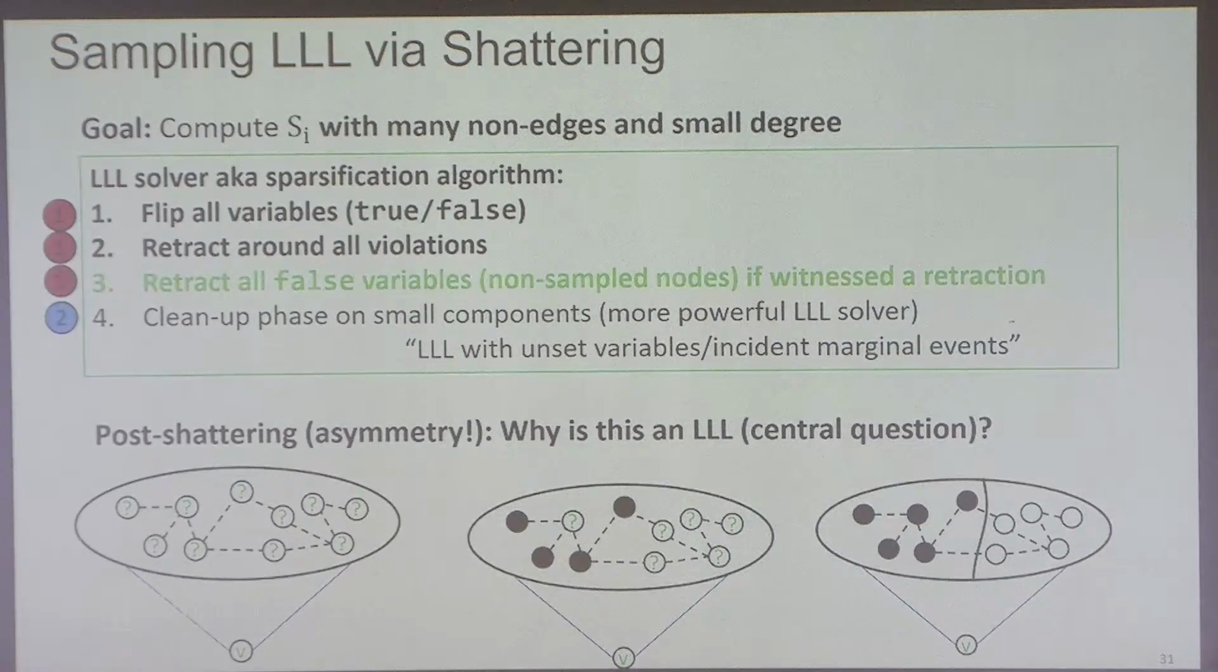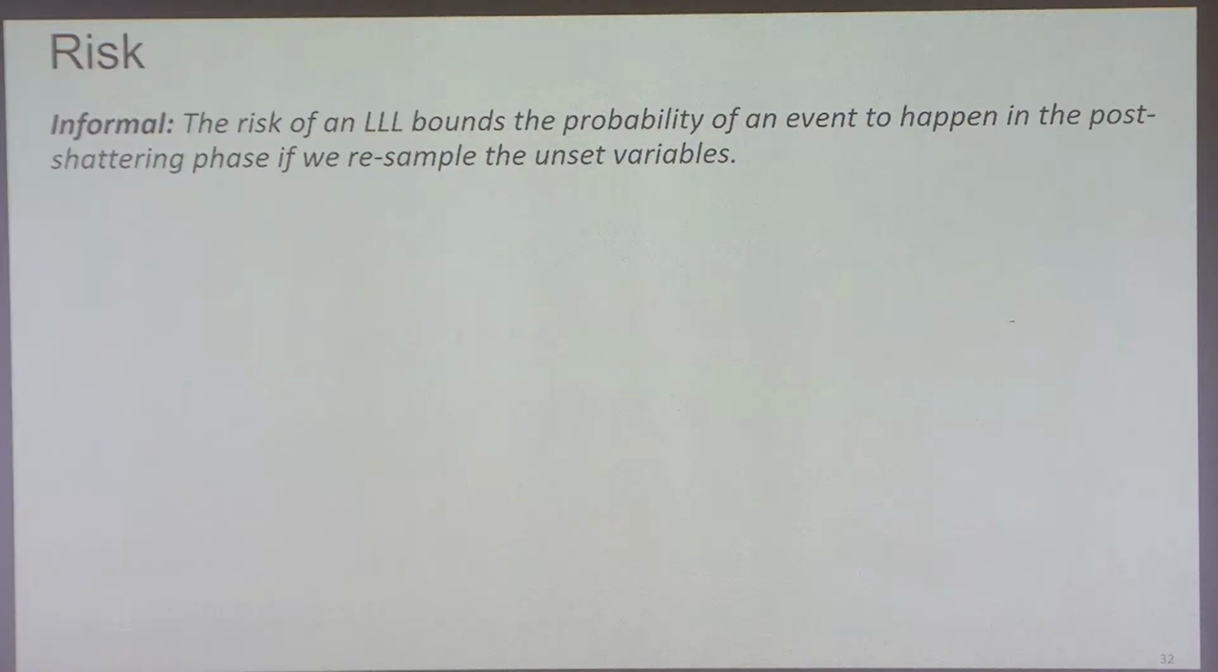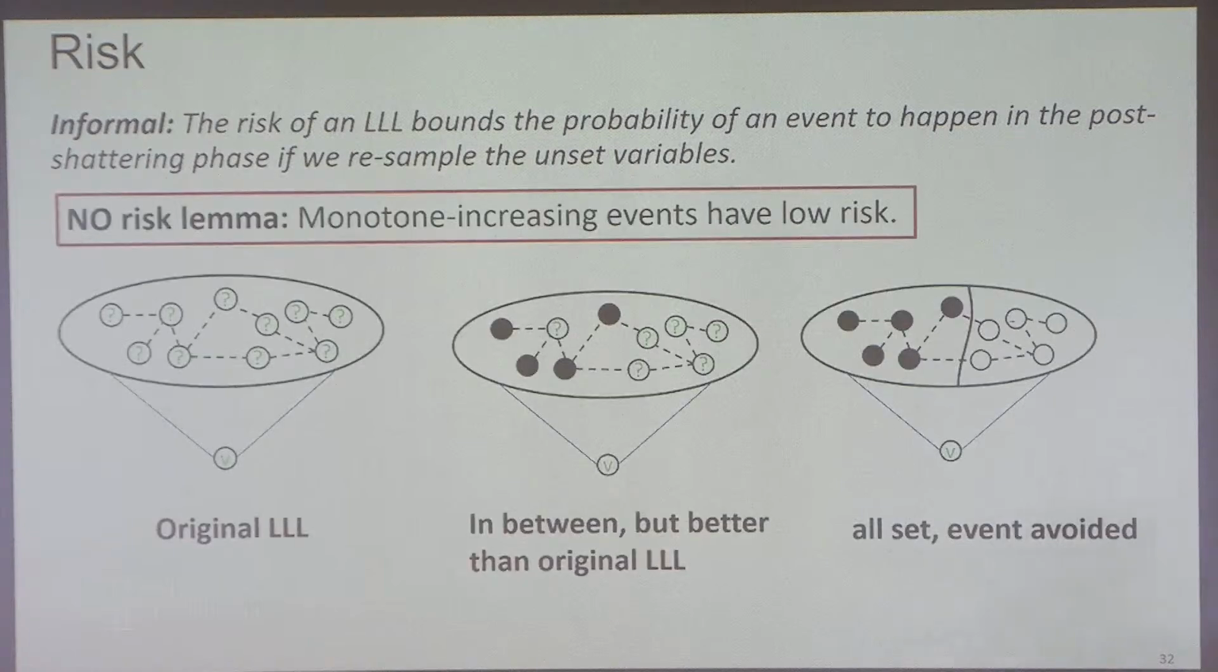So this is essentially our general LLL solver. And yeah, we make this more general in the paper and define a notion that we call the risk of an LLL, which basically describes the worst case scenario that can happen in the post-shattering phase for an LLL. And what we've just seen is, if you have a monotone increasing event, you always have a low risk. In the post-shattering case, the worst case is if all your variables are participating, and this is the original LLL. So this is very helpful, that monotone increasing events are very easy to deal with.